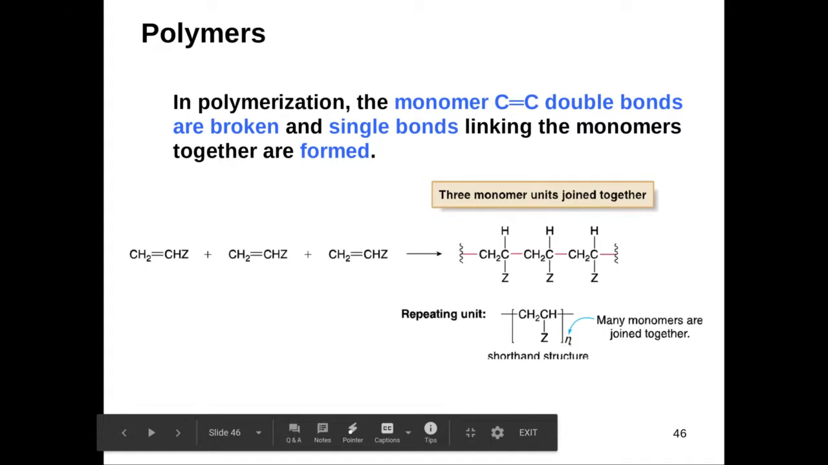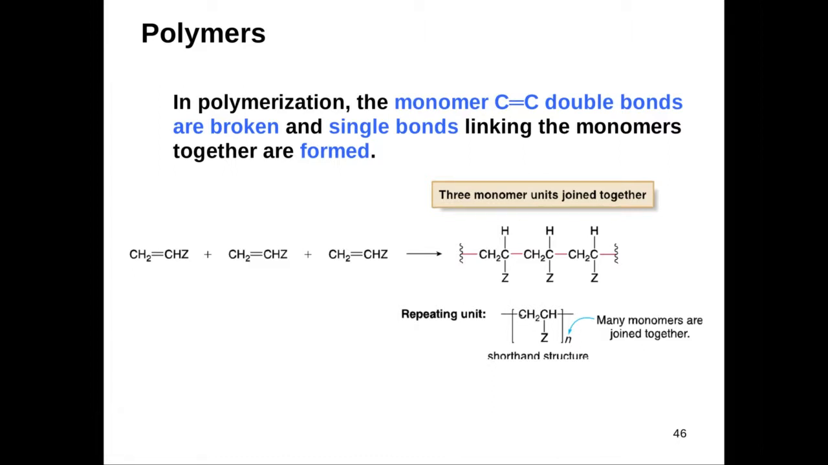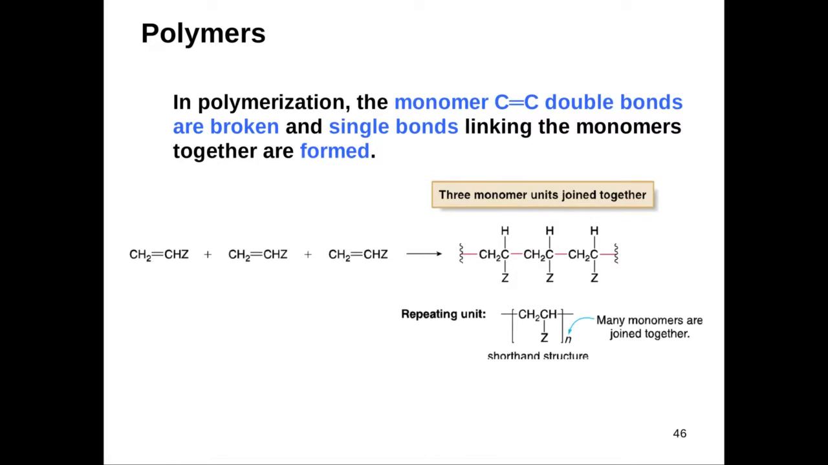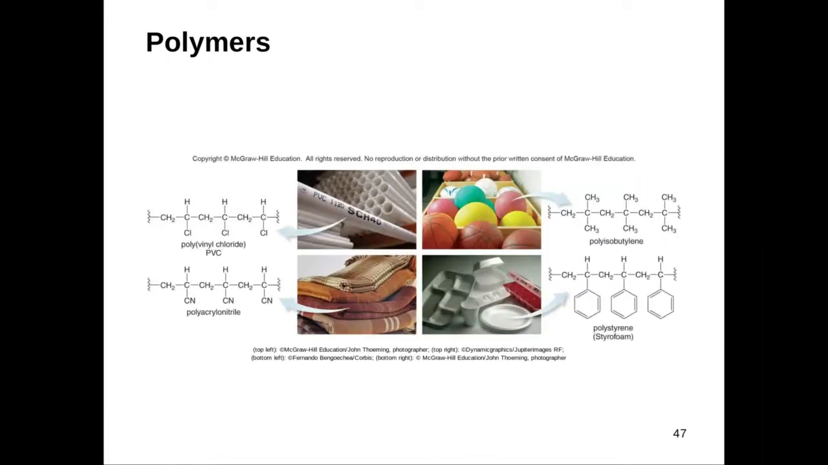So it could be any number, right? If I had 100 of them, the n would be substituted with 100. So this is our shorthand for polymers: CH2 CH bound to Z, and then that's in brackets with a subscript n, which tells us it could be any number from 1 to infinity. Not negatives, and not 0.